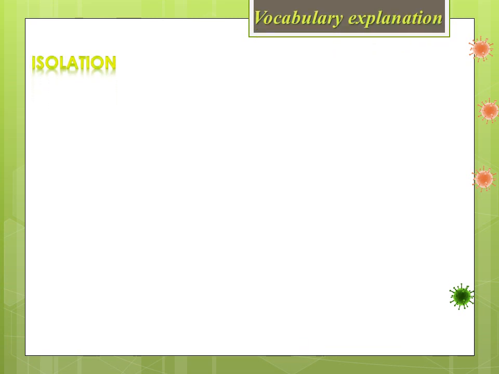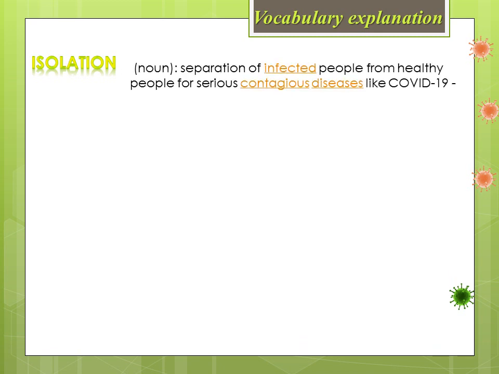Vocabulary explanation. Isolation, noun, separation of infected people from healthy people for serious contagious disease like COVID-19. What does isolation mean? Isolation is separation of infected people from healthy people for serious contagious disease like COVID-19. This is what we call isolation.